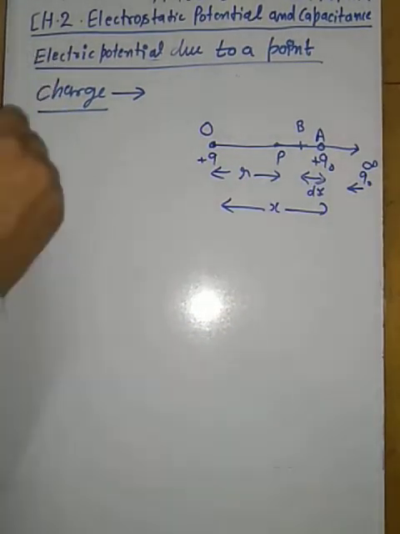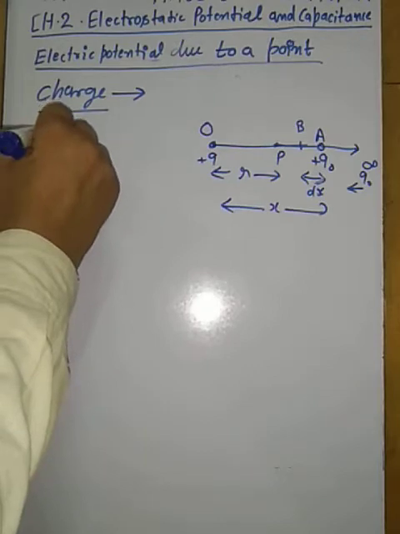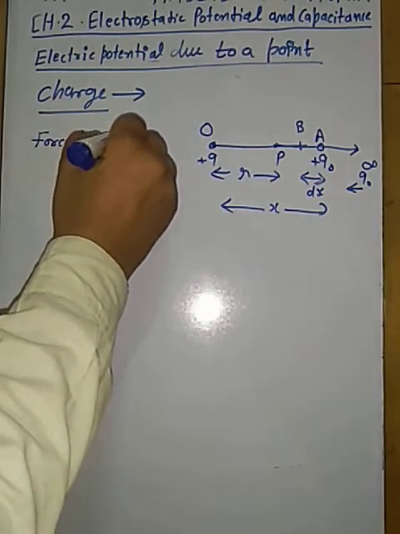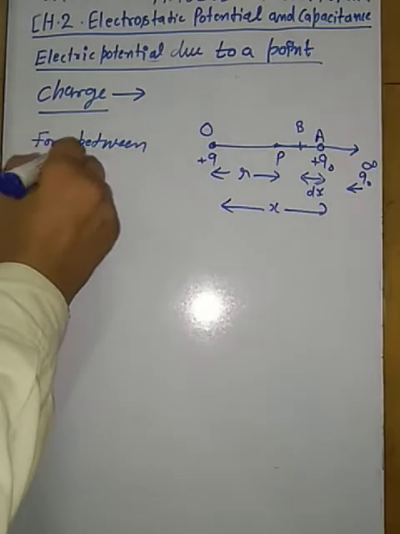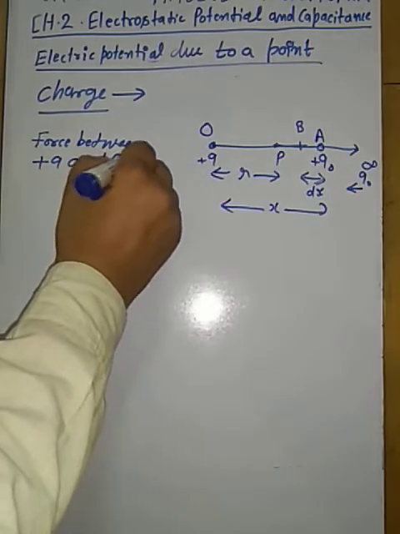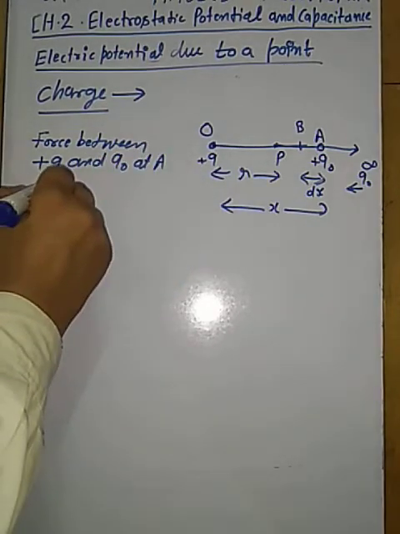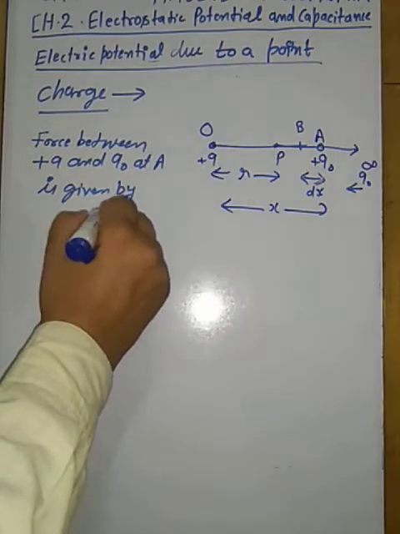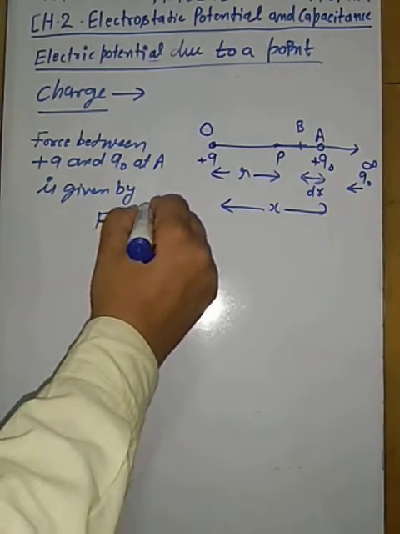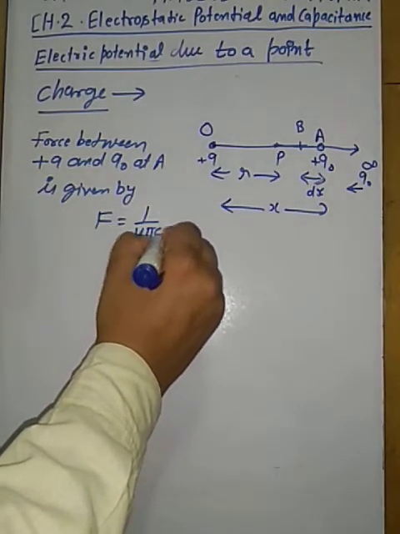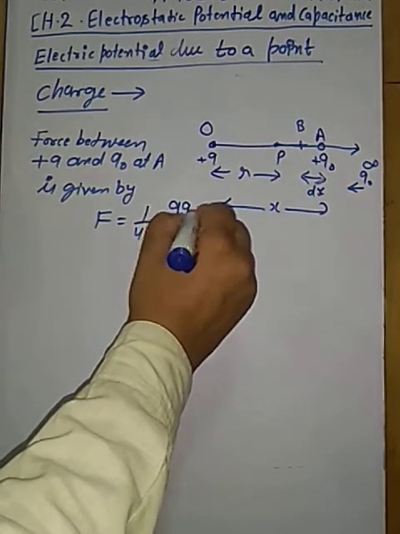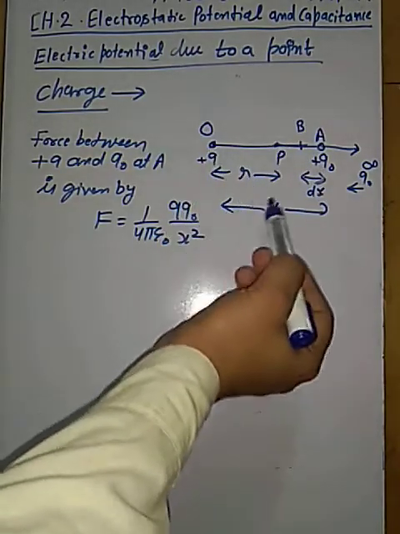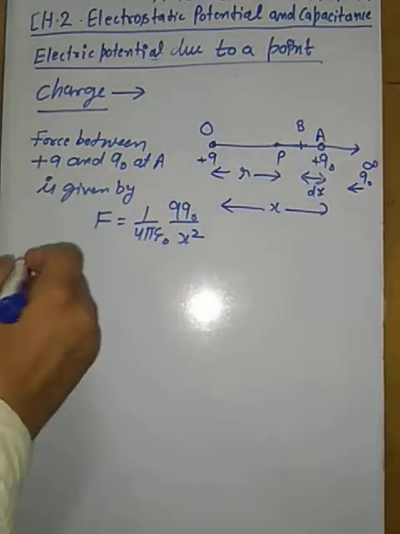The first point is the force between plus Q and Q naught at A. It is given by Coulomb's law: F is equal to 1/4 pi epsilon naught Q Q naught upon x square. Q and Q naught are the charges and x is the separation between them.